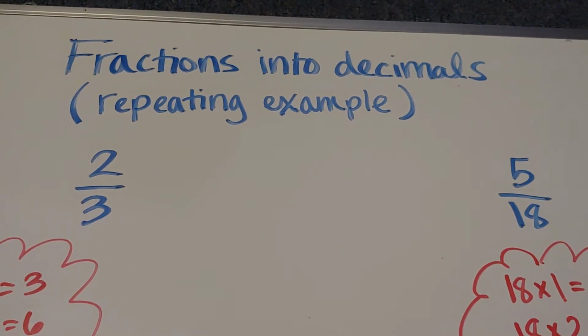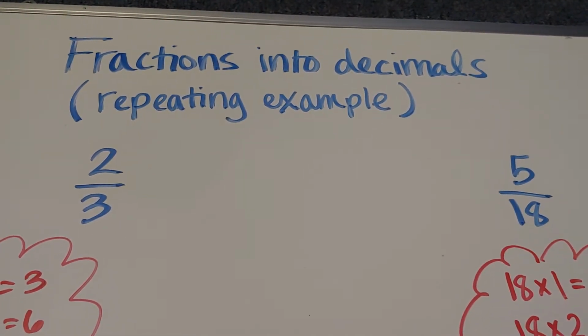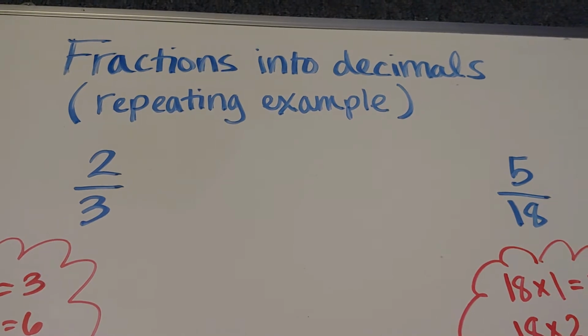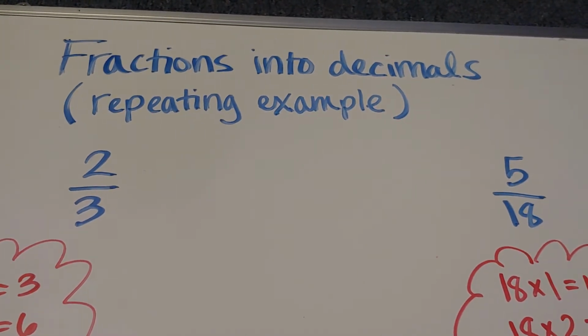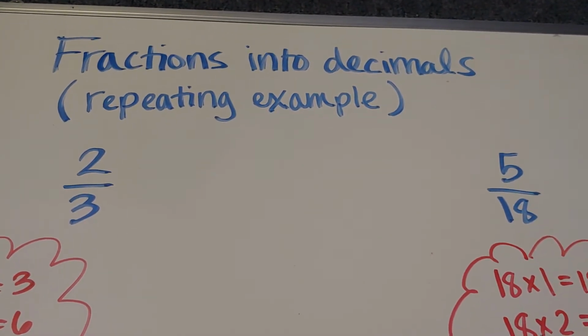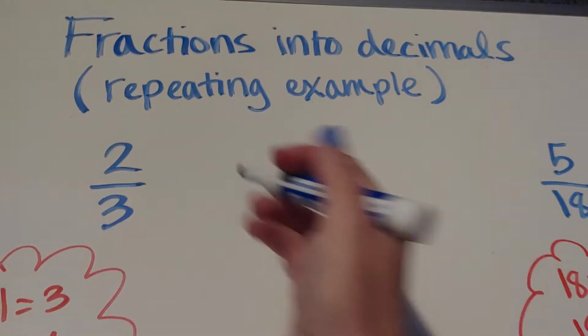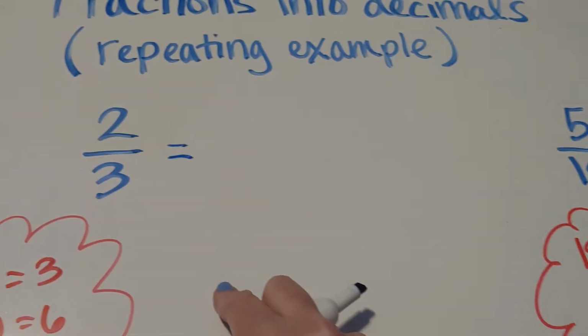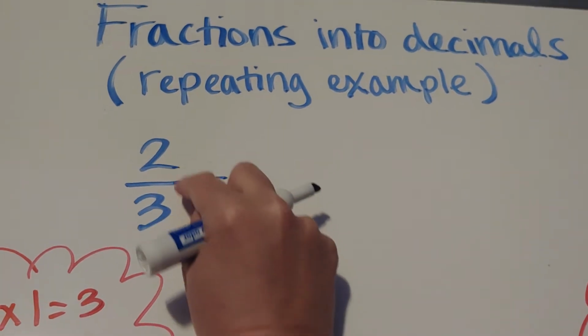I'm now going to show a video about changing fractions into decimals. This is the repeating example, and I have two that I'm going to do. One is 2/3, which is easy, and 5/18, which is a little messier. As I showed in the last video, how I go about this is I read it inside out.